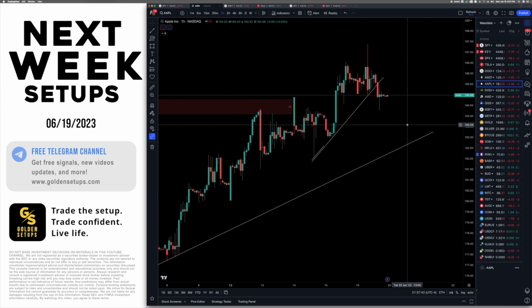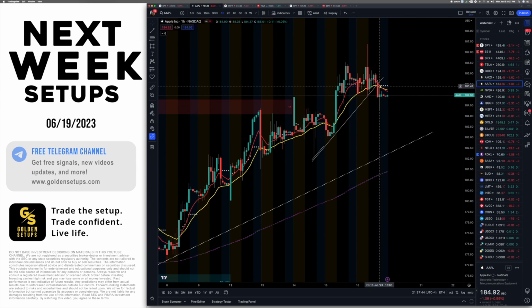Let's look at Apple real quick. Same thing. Apple's looking fairly weak. We're below the 9, below the 20, below the VWAP. Could we be coming back down to this trend line? I think that's a possibility. But if we do drop, I believe our first stop is going to be somewhere around 183.21. Let's see if we get that.